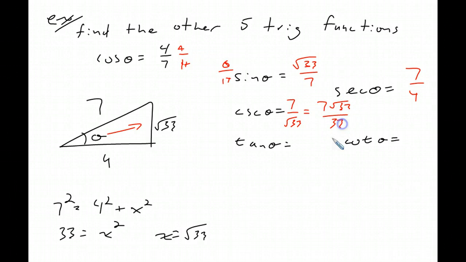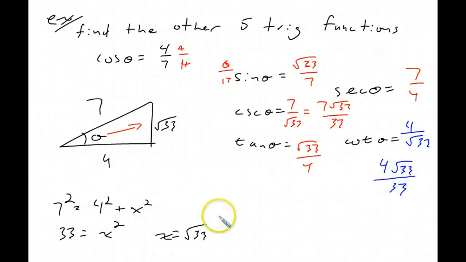Tangent, we have opposite over adjacent, so the opposite side again is square root 33. So root 33 over the adjacent, which is 4. Flip it for cotangent, and for cotangent you'll have 4 over root 33. And then when you rationalize, it'll be 4 square root 33 over 33. And there are the 5 other functions for cosine of 4 over 7.